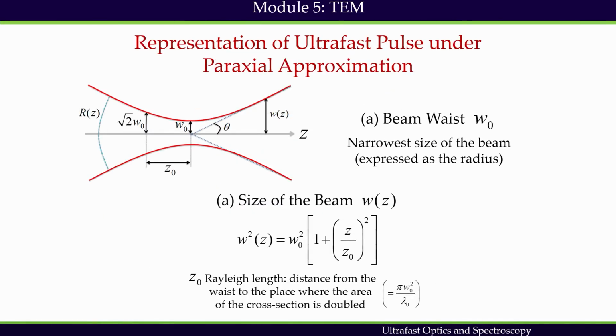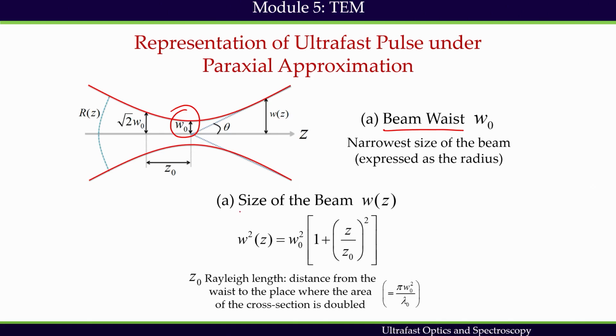A Gaussian beam propagating along the z direction is depicted here, featuring some of the important parameters. The first parameter we should note is the beam waist, omega w naught, which is the narrowest size of the beam. Size of the beam is defined as the radius. It is actually expressed in terms of radius. Gaussian beam spot size is represented by this radius.